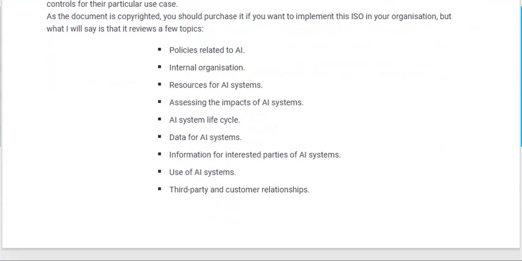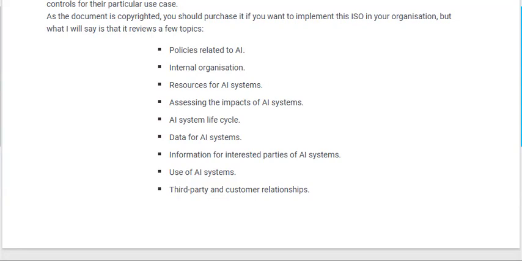Policies related to AI. Internal organization. Resources for AI systems. Assessing the impacts of AI systems. AI system lifecycle. Data for AI systems. Information for interested parties of AI systems. Use of AI systems.